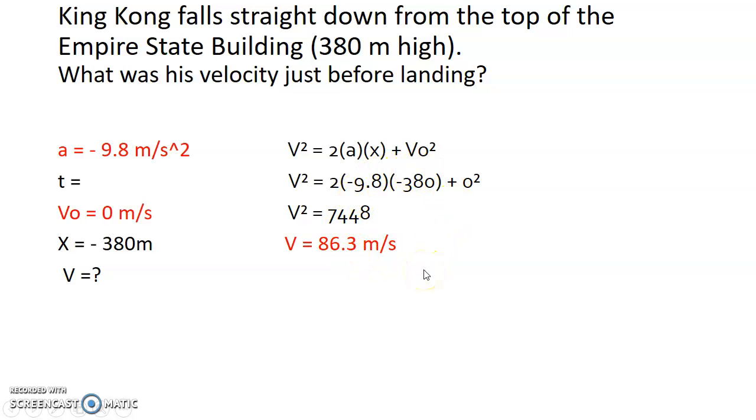And because we know he's falling, we know that that's going to be negative. We have to know that because we're taking a square root here. So that means we're going to have a positive and a negative answer. But this velocity here should actually be negative 86.3 meters per second, where he's going 86.3 meters per second down.